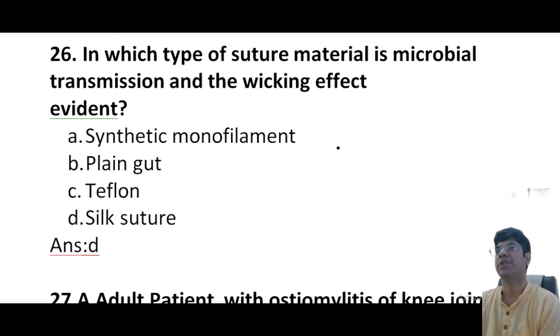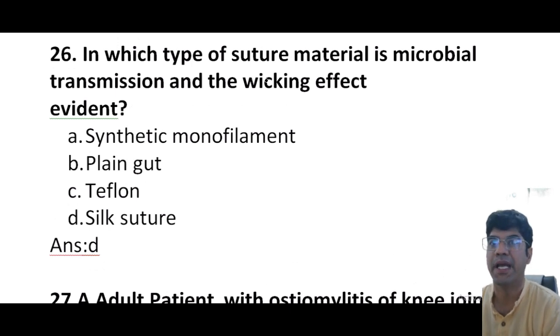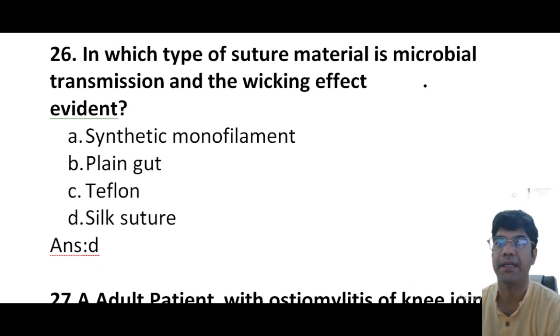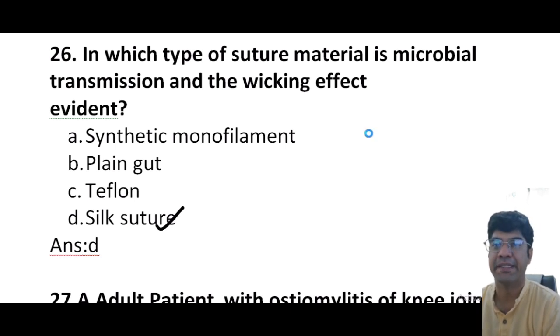In which type of suture material is microbial transmission and the wicking effect evident? The answer is the silk suture. We know silk suture is a braided natural material that is commonly used in surgical procedures. It has certain properties that make it more prone to microbial transmission, and the wicking effect is more common as compared to other suture materials.